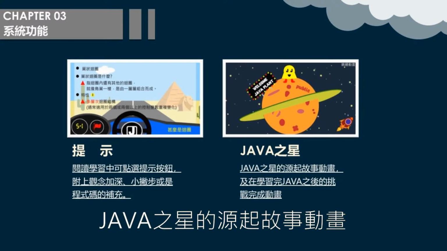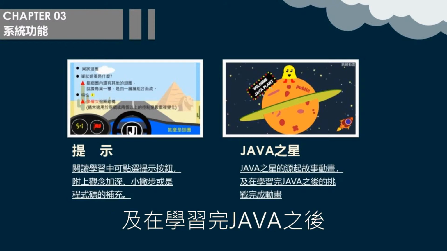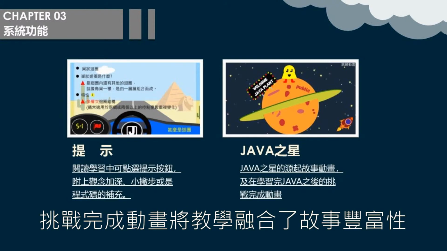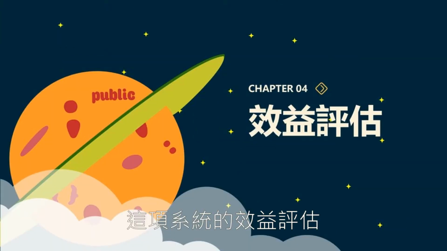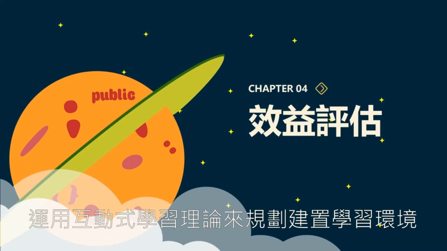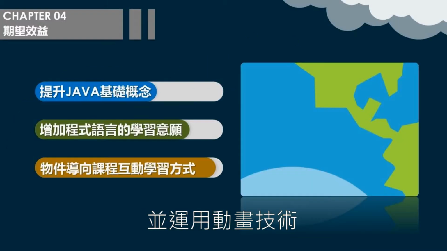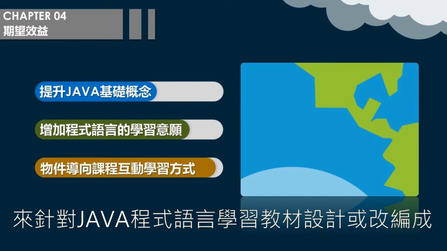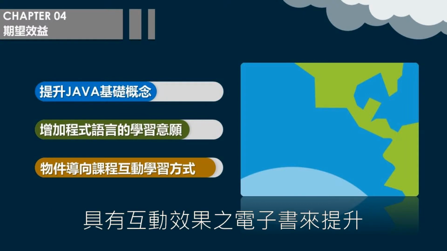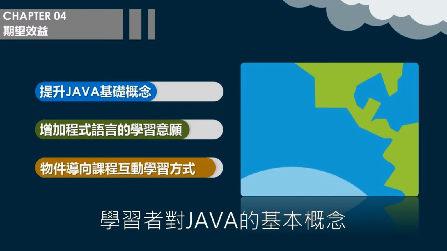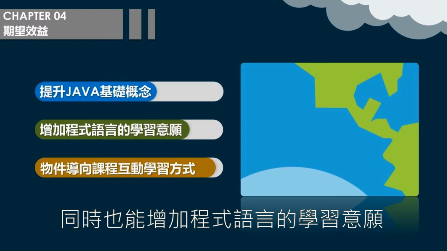The animation of the origin story in the beginning and another for challenge completion after the learning process combine storytelling and teaching. The benefit assessment of this system is to use interactive learning theory to build a learning environment, and utilize animation technique to design and adapt Java programming language learning textbooks into ebooks with interactive effects to reinforce users' concept of Java. Meanwhile, it increases the willingness of learning programming language.